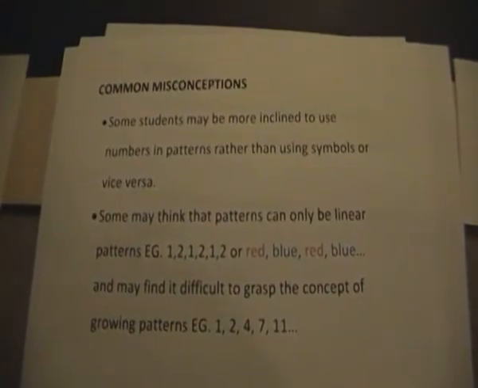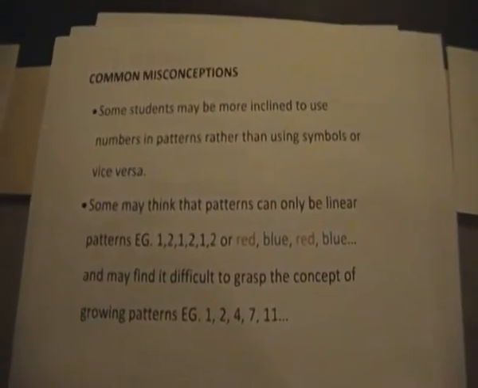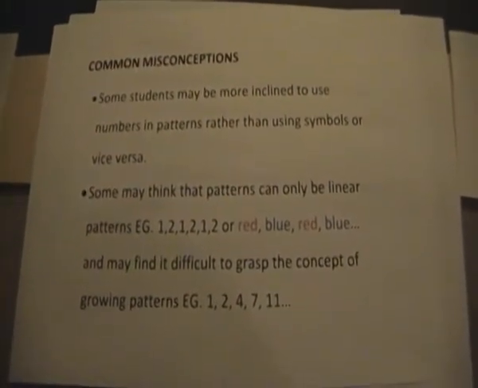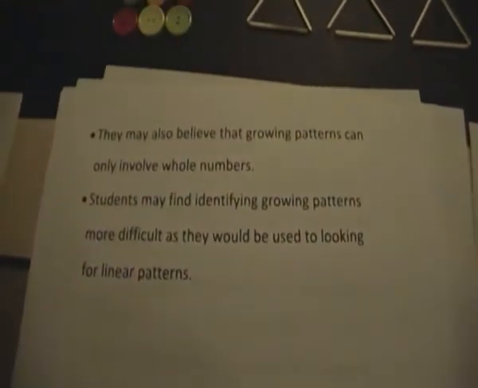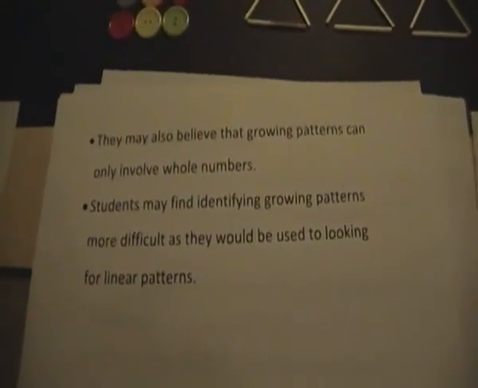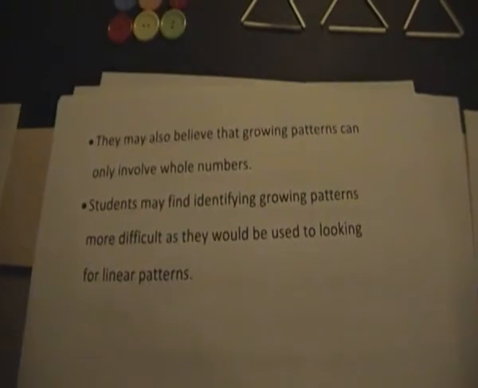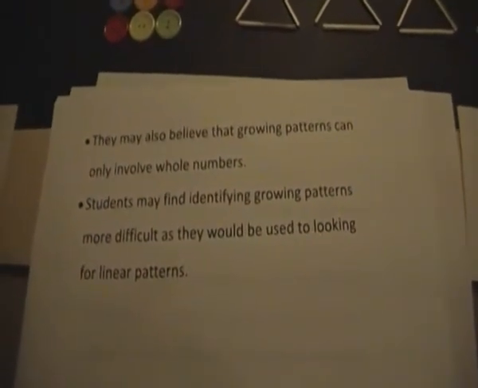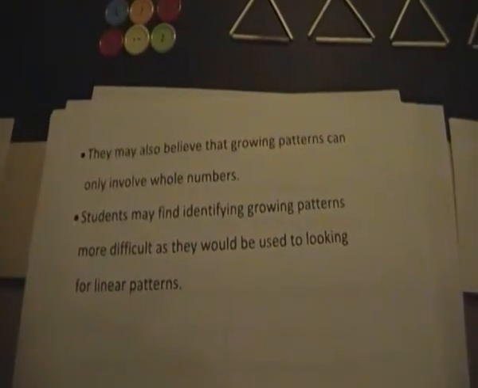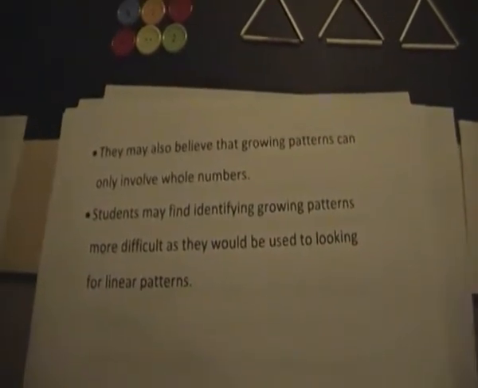And they may find it difficult to grasp the concept of growing patterns. For example, 1, 2, 4, 7 and 11. They may also believe that growing patterns can only involve whole numbers. Students may find identifying growing patterns more difficult as they would be used to looking at linear patterns.